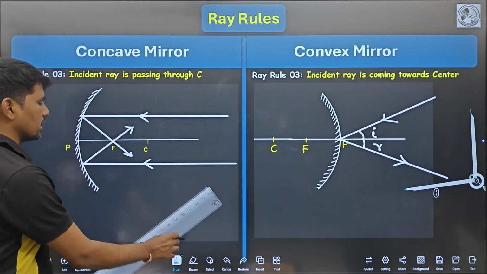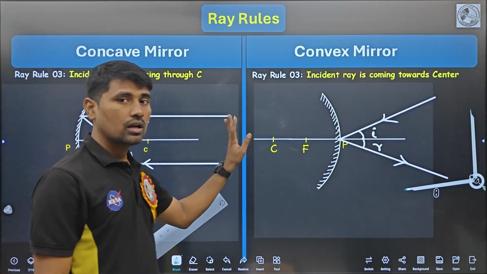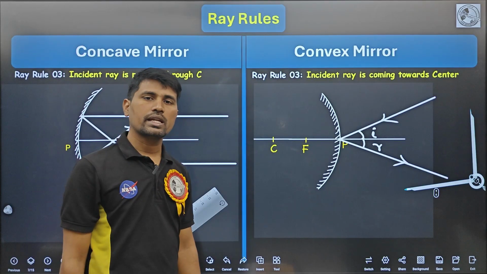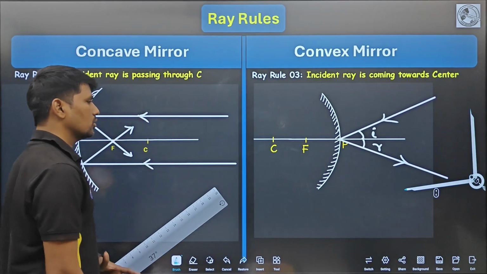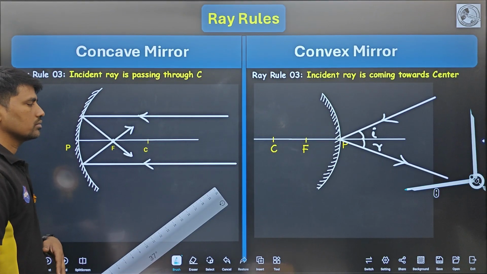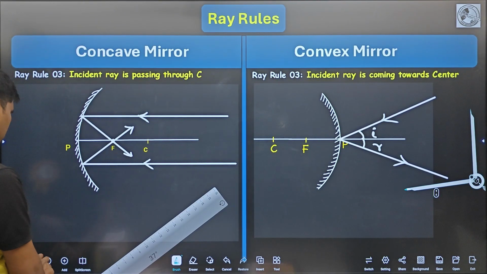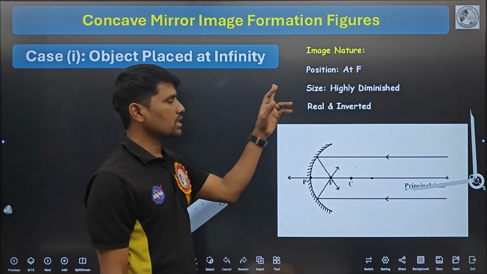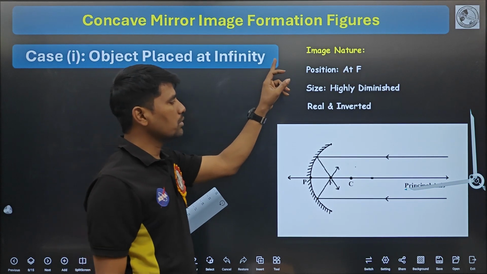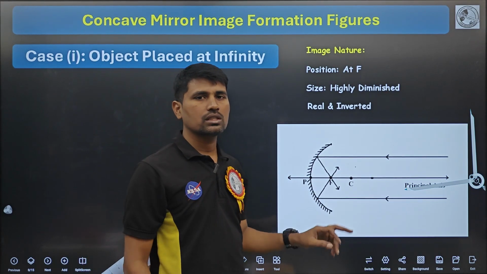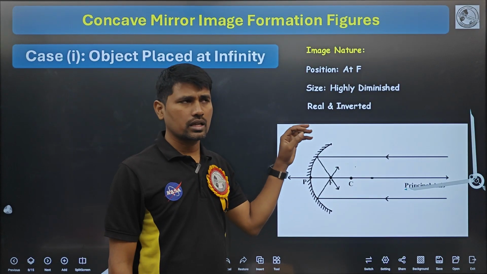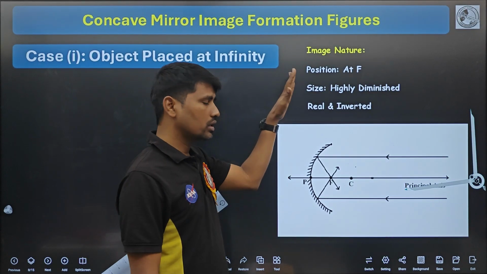So from this what can we say? A distant object, an object at infinity, is taken as the sun. The sun is at infinity, right? It is a big object, so the image of the sun is at the focus. Next, what is the nature of the image? Object placed at infinity, where is the image formed? The image is formed at the focus. Students, for this case we write the nature or characteristics of the image, and we have to remember these points.